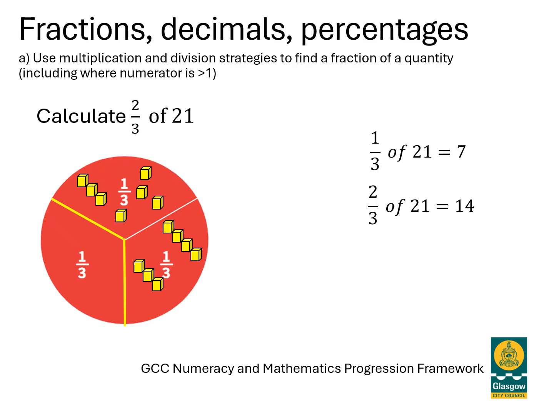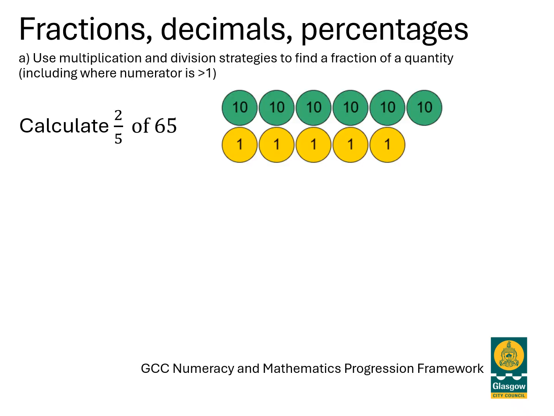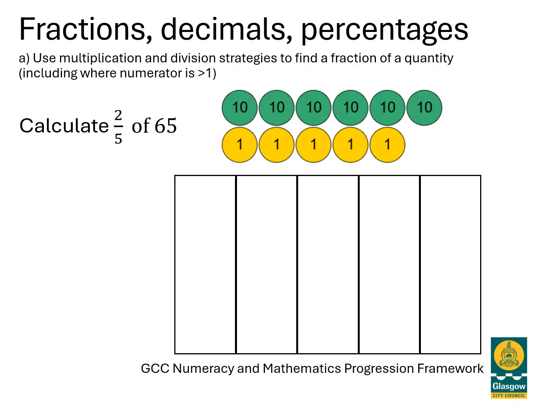So 2/3 of 21 is 14. And we can also talk about the fact that the whole is 21 as well. So 3/3 is 21. We could also use place value counters for this in a sharing capacity. So this is related to bar models and so on.